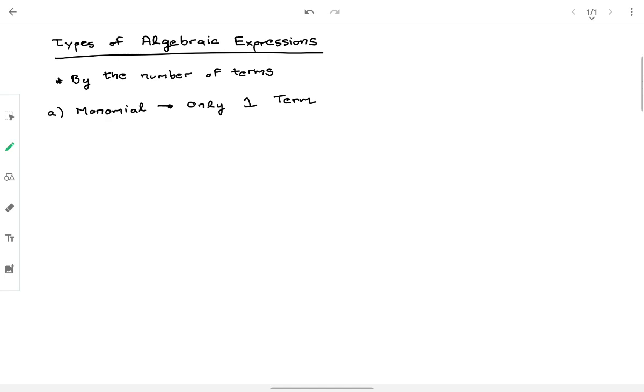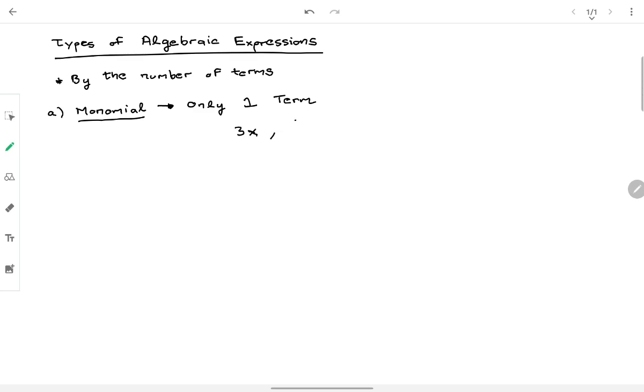Now we will see a classification or types of algebraic expression by the number of terms. That's very important. The first that we are going to see is the monomial. Monomial consists of only one term. That's very important. Monomial, monos, one in Greek, it's only one term. So we will have maybe some examples. We can have 3x.